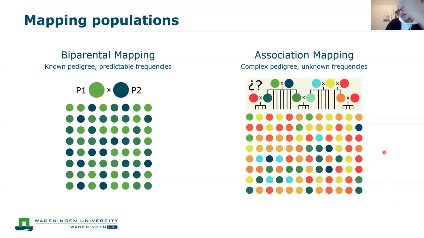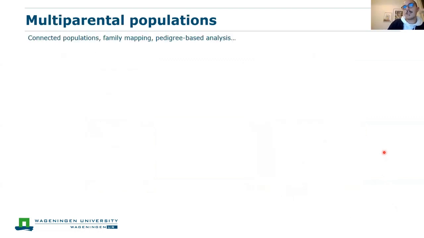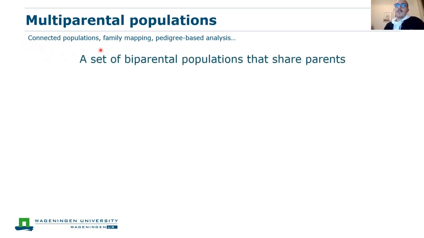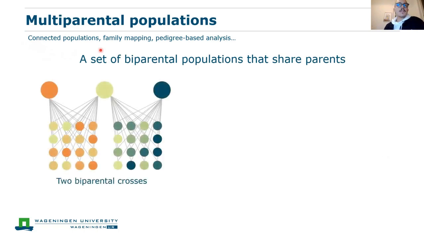These are indeed two extremes, and I think in between the one and the other are multiparental populations. Multiparental populations are also known as connected populations, or sometimes you will hear of family mapping or pedigree-based analysis. All of it refers to the same thing, a set of biparental populations that share some common parents. So the simplest multiparental population would be just two biparental crosses that share one parent in common, and then you already have a multiparental population.